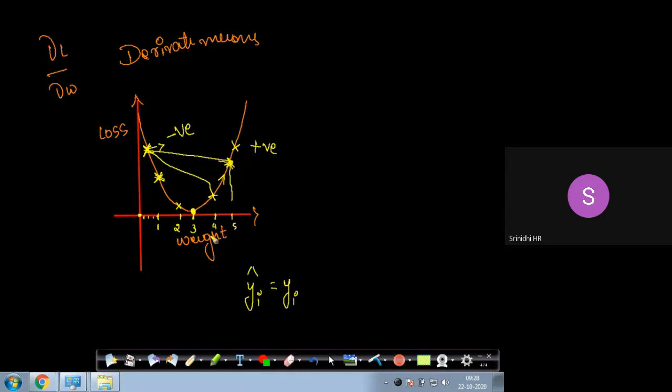So this is your derivative. The derivative of L, that is the loss with respect to my weight, is my main intention. This is the slope which I can consider as a slope, that you must understand now. From this graph we came to know what is a positive slope and what is a negative slope.